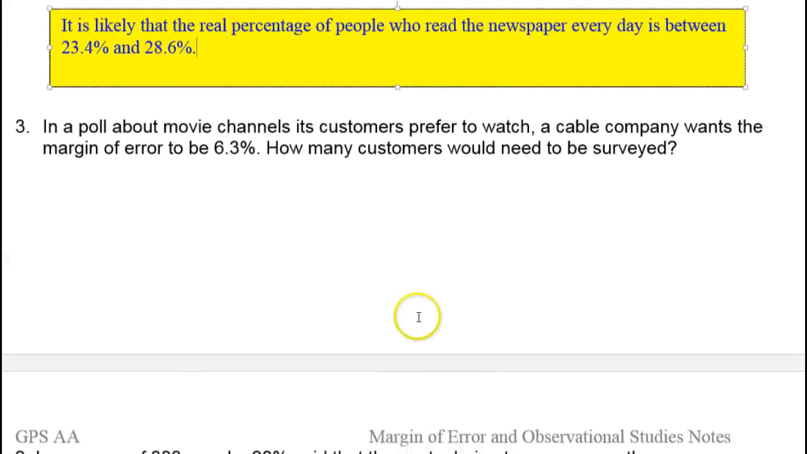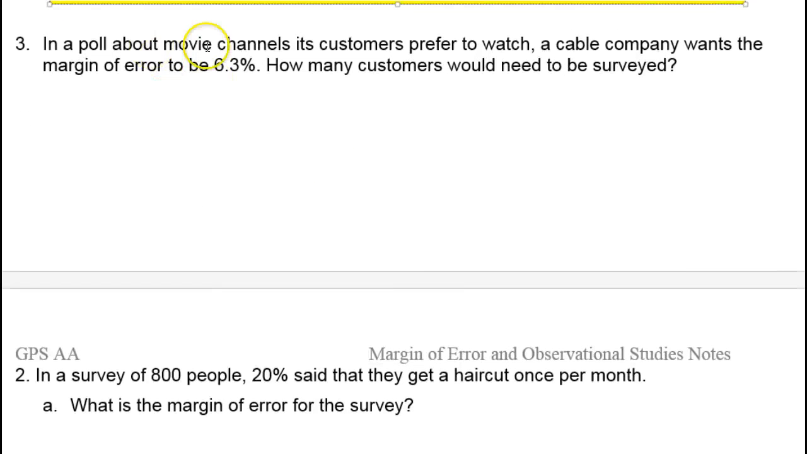Okay, number 3. Is number 3 a little different? In a poll about movie channels its customers prefer to watch, a cable company wants the margin of error to be 6.3%. How many customers would you need to survey to get that margin of error? Okay, so this problem is sort of backwards. We're given the margin of error. So the formula is like this, where we know that the margin of error is equal to 1 over the square root of n, where n is the number of people that you survey. In this case, we're looking to see what is n.